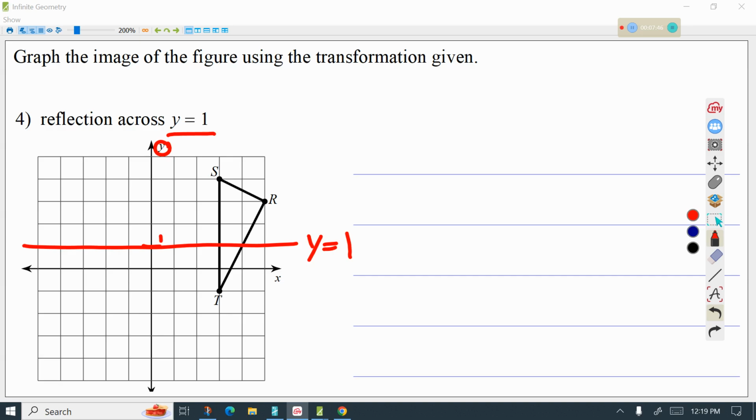So we want to reflect across that, okay, so what that means is that I count, again, my steps, right? I can see that R is 2 steps away, so I got to count another 2 steps away and put R prime right there.